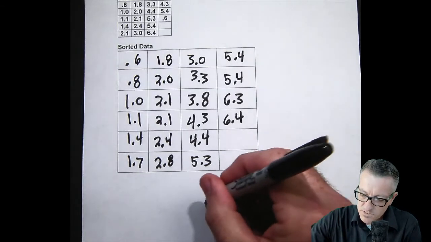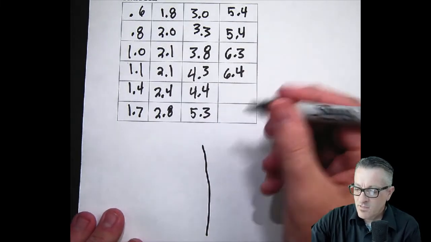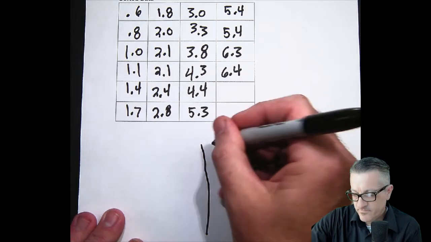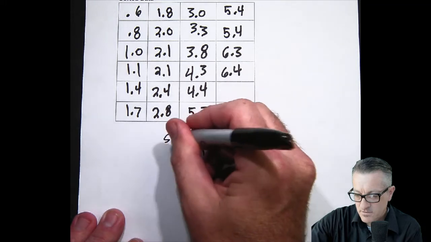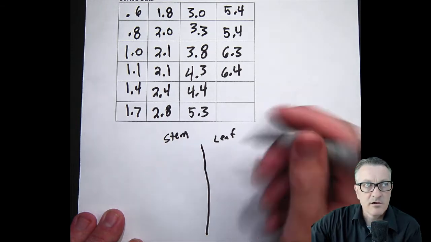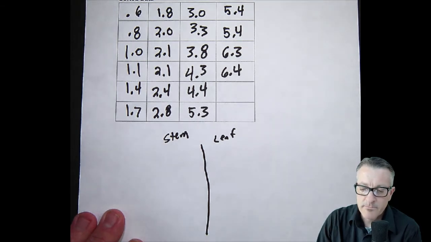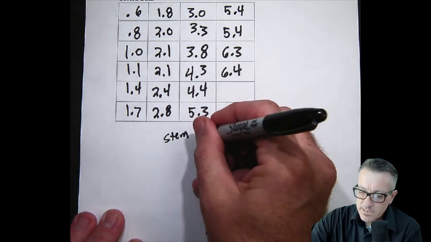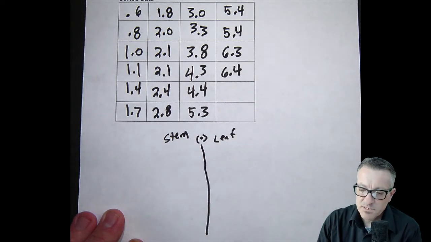Okay, so now we're going to draw a line. Shouldn't be that curvy, but that's okay. The line is our separator between the stem and the leaf. Usually the stem is on the left and the leaf is on the right. And our natural separator for this stem and leaf is going to be our decimal point. So we're going to separate and group the data from smallest to largest with the decimal point being the separator between the stem and the leaf.